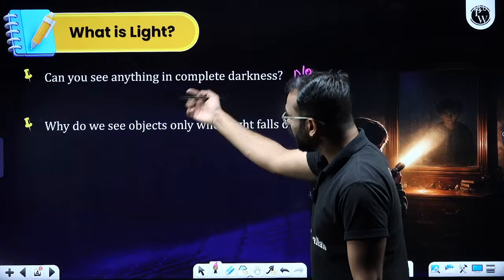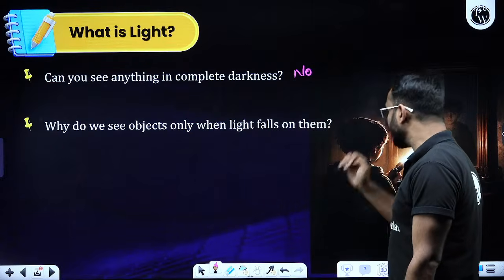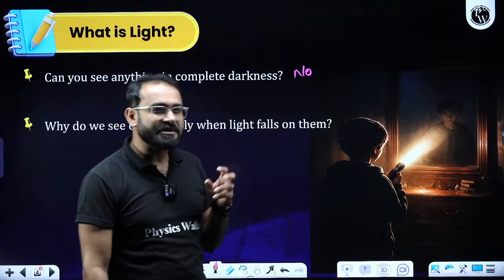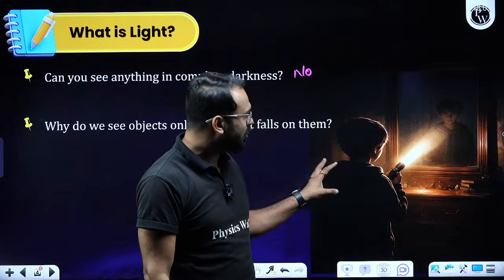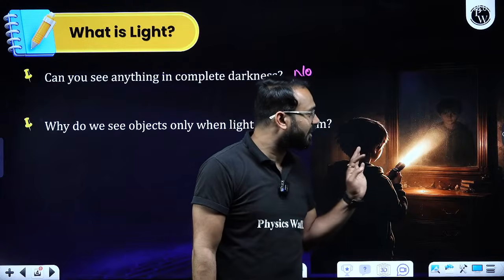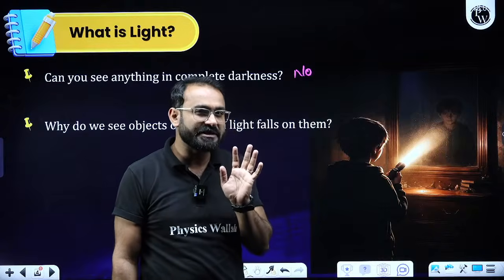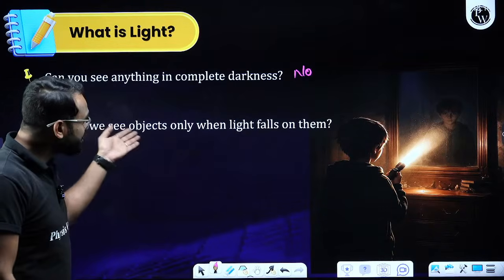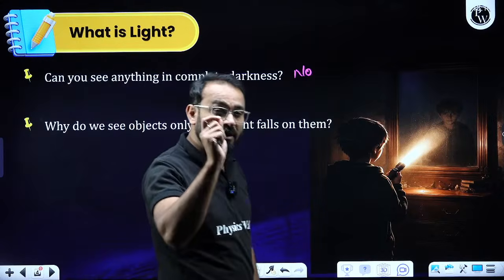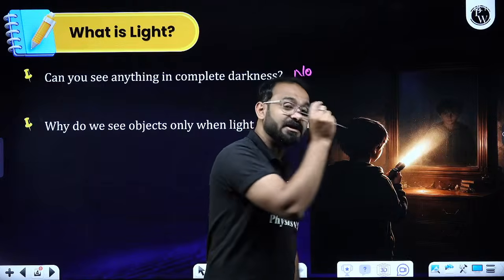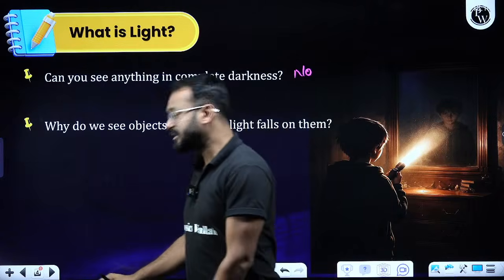Second, why do we see objects only when the light falls on them? If you see this image, you would be getting a certain idea. This boy is having a torch and the light is striking on the mirror, and he is able to see his image. Which means, why do we see objects? Because of one of the phenomena of light, that is called reflection of light. So that is one of the reasons we are able to see.